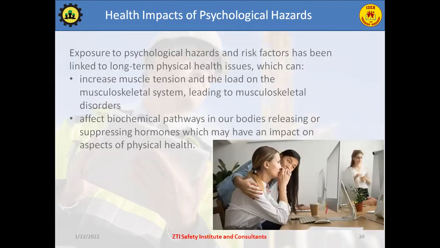So exposure to psychological hazards and risk factors has been linked to long-term physical health issues, which can increase muscle tension and the load on the musculoskeletal system, leading to MSD, musculoskeletal disorder. So MSD is an ergonomic hazard. And here we have seen, from experience, that a psychological hazard has an effect on the musculoskeletal system.